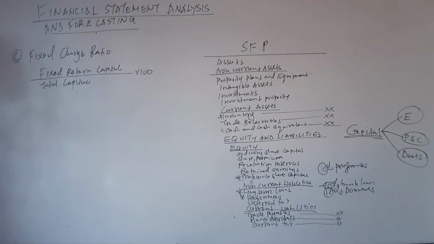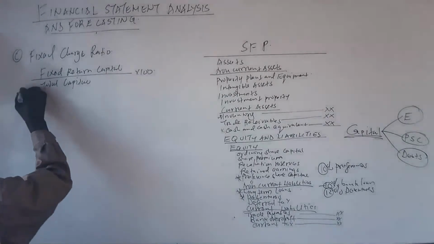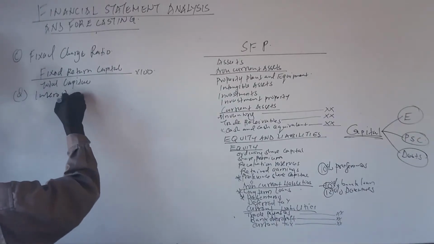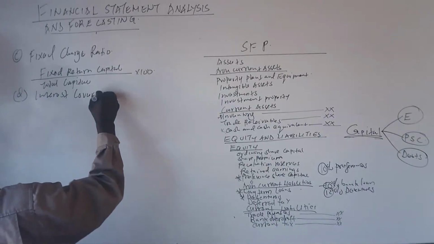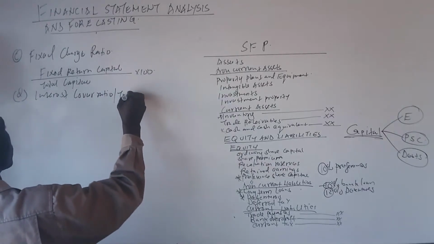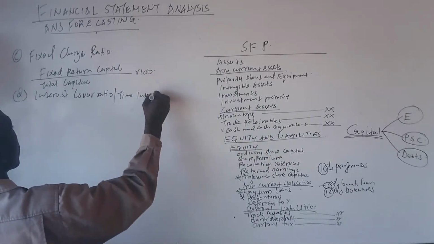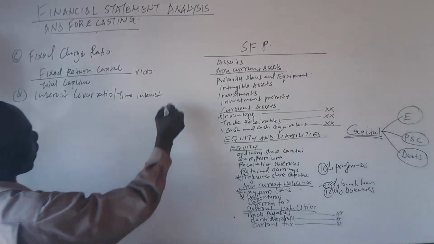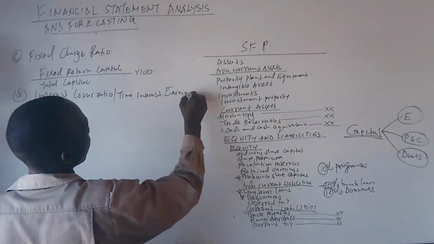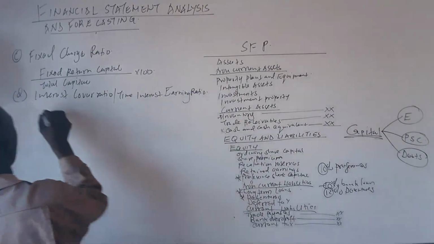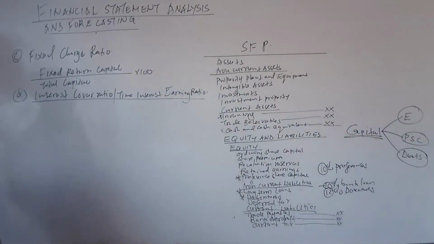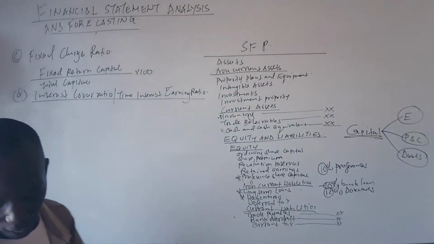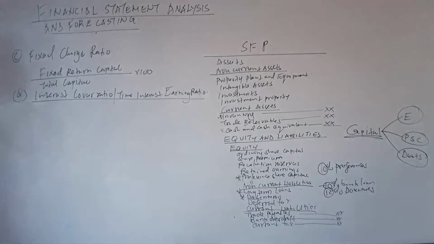Then we go to the next one, the interest cover ratio, or times interest cover ratio, or what we call the times interest earning ratio. We have the interest cover ratio, or times interest earning ratio.